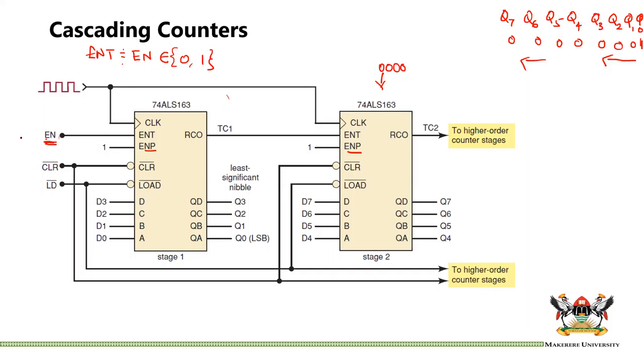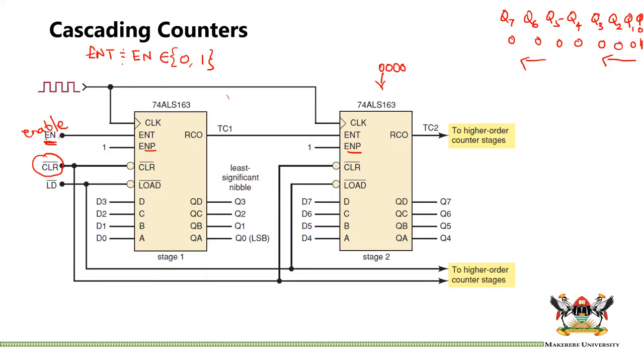However, EN is like an enable input. It enables counting or disables counting. If you set it to zero, it will disable counting. If you set it to one, it will enable counting. The other thing we do is that we can connect our clear input to both flip-flops, so that if we are clearing, we are clearing everything.